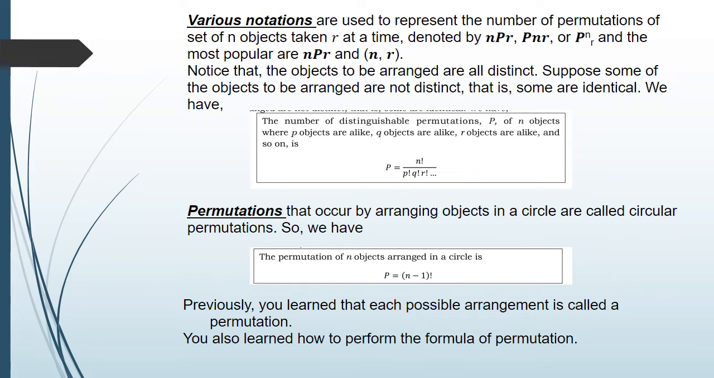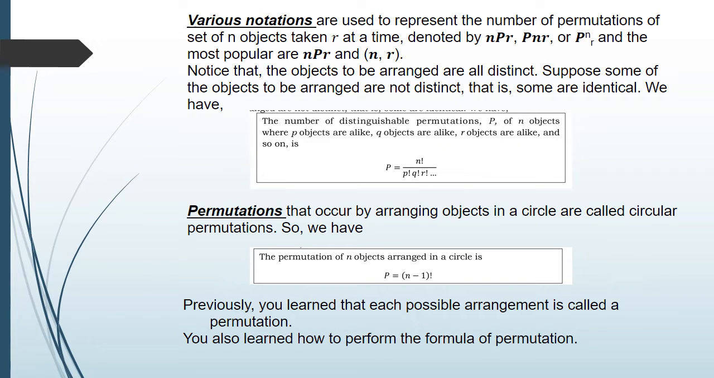Suppose some of the objects to be arranged are not distinct. That is, some are identical. We have the number of distinguishable permutations P of n objects where p objects are alike, q objects are alike, r objects are alike, and so on, is P equal to n factorial over p factorial, q factorial, r factorial, and so on.